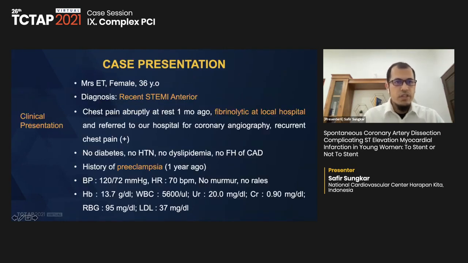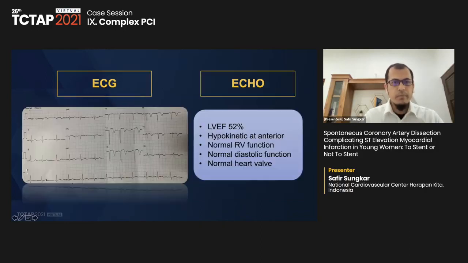Here is my case presentation: a 36-year-old female with the diagnosis of recent anterior STEMI. From the clinical presentation, the patient complained of chest pain and underwent fibrinolytic therapy at a local hospital, then was referred to our hospital for further management. She had no history of traditional atherosclerotic risk factors and had a history of preeclampsia previously. Her physical examination and laboratory findings were normal. The ECG showed ST elevation with biphasic T wave at the anterior precordial leads. Echo found hypokinesis at the anterior segment with an ejection fraction of 52%.